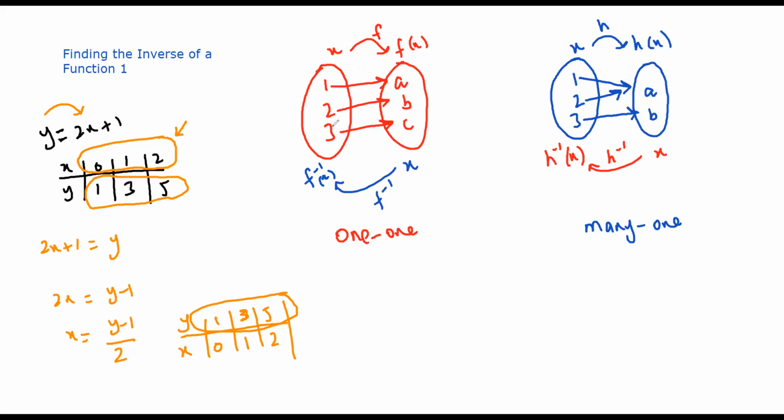So 1, 2, 3, these are the members of the domain, and their corresponding members are a, b, and c. Okay. When you write the inverse, this range over here is now the domain, because this is representing x. The one which represents x, that is the domain. So now this has become the domain, and these are the images, and this set is representing the range over here.